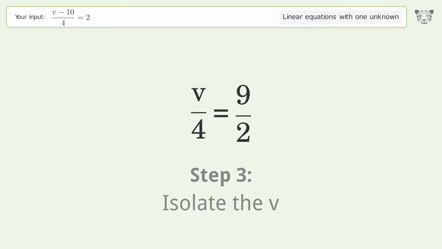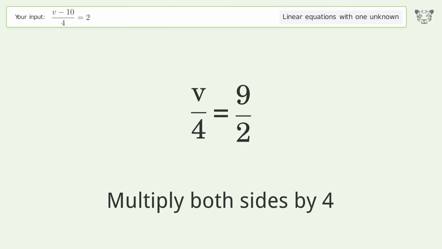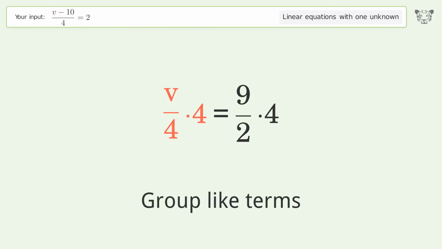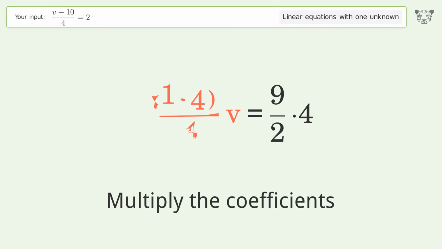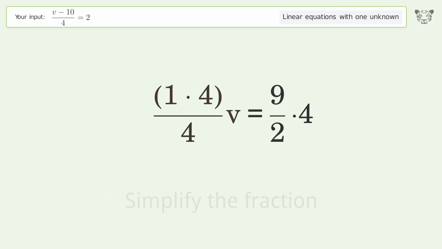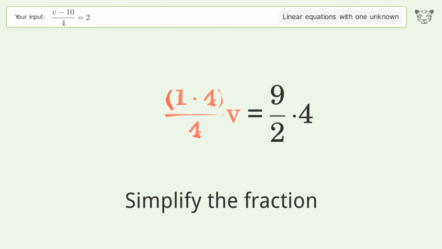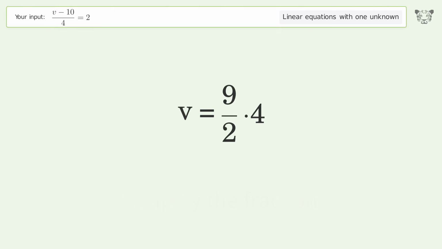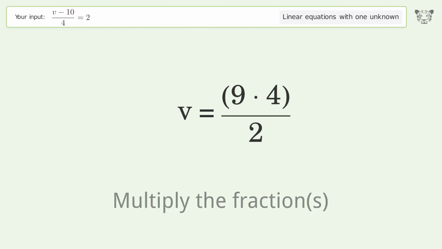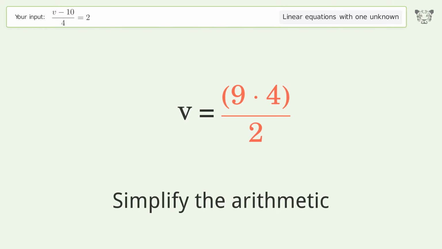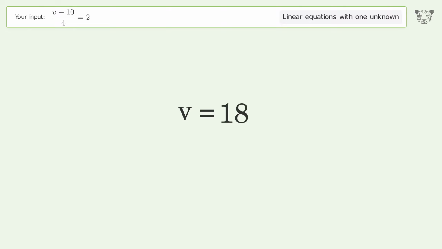Isolate the v. Multiply both sides by 4. Group like terms. Multiply the coefficients. Simplify the fraction. Multiply the fractions. Simplify the arithmetic. And so the final result is v equals 18.